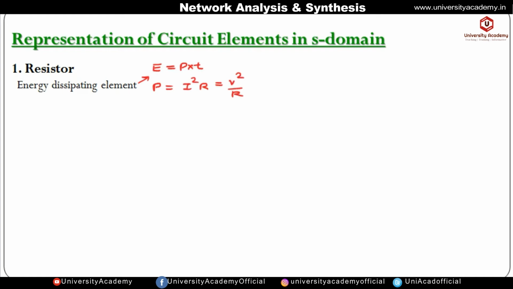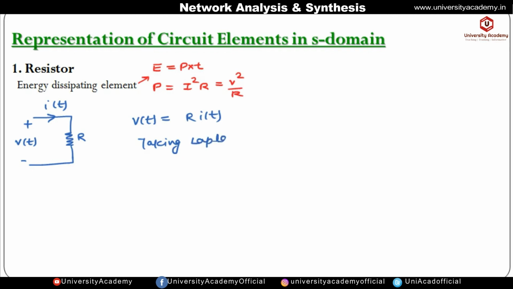Now let us see how we will represent the resistor in the S domain. Okay, so first let us consider a resistor in the time domain. Okay, so this is resistor R. In the time domain the voltage across the resistor is V of t. Okay, and the current flowing through the resistor is I of t in the time domain. So now we know that V of t is equal to R into I of t in the time domain.